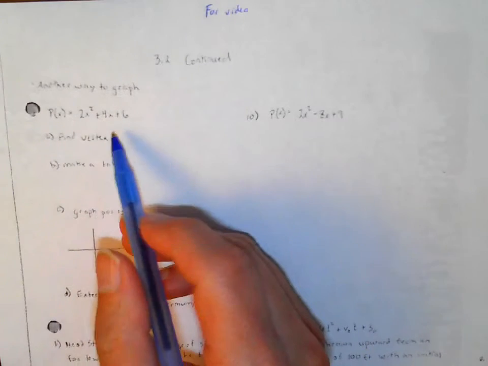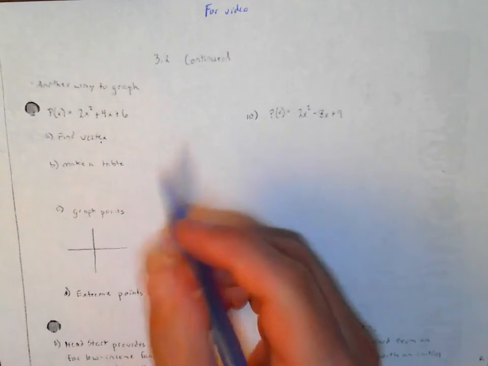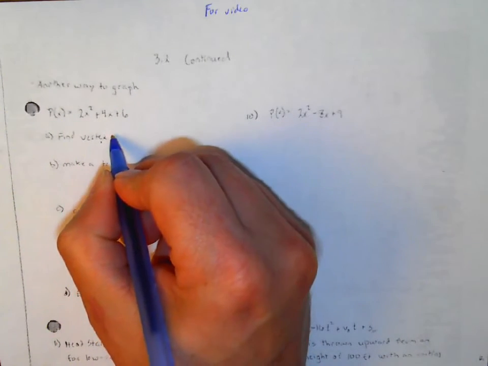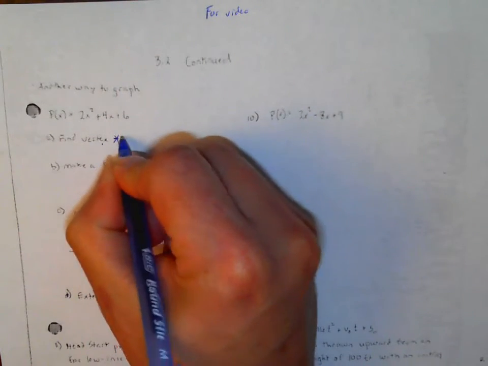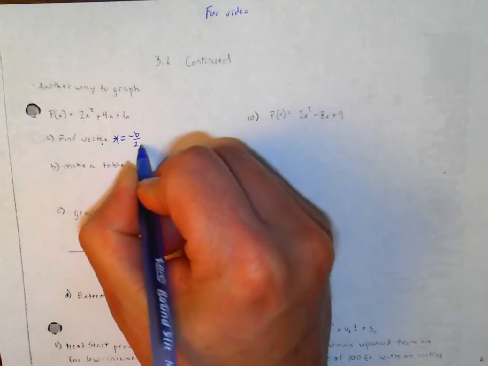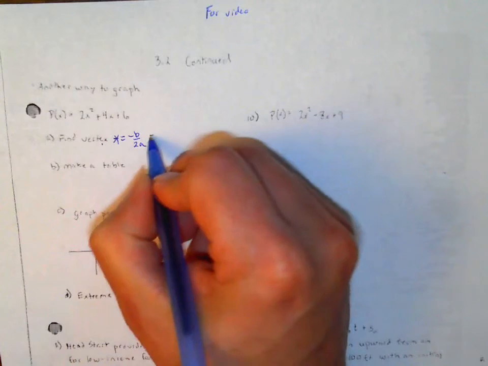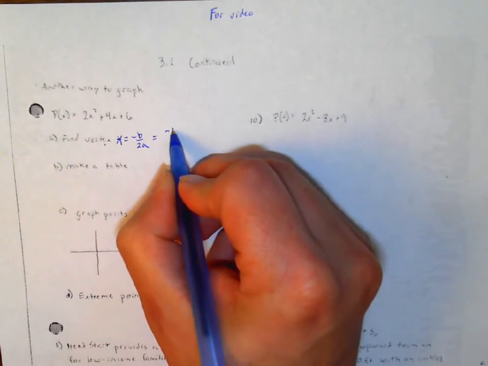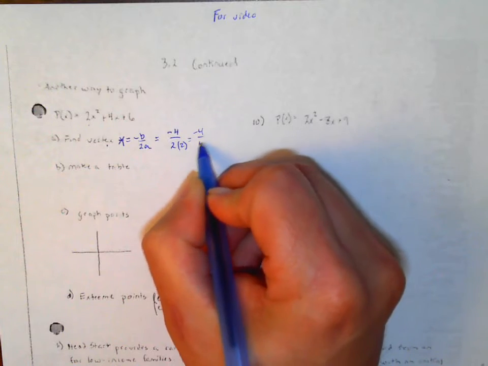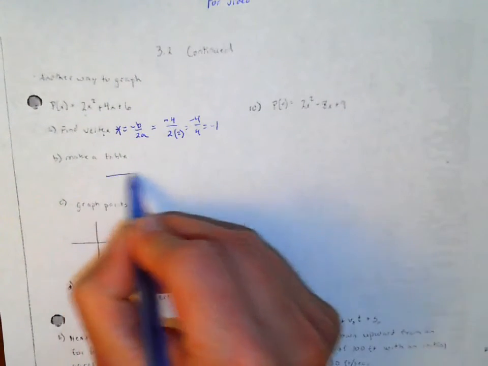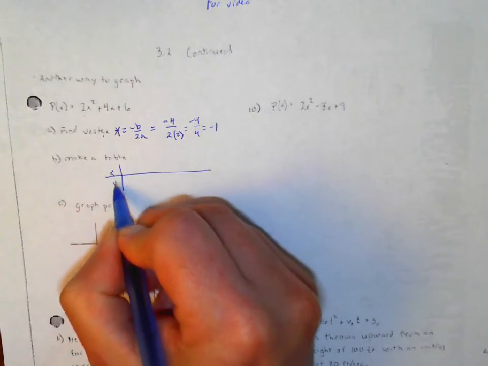Okay, so another way to graph it, we're going to look at standard form and graph it. So we're going to find the vertex. Okay, so we had just proved here that the vertex is at negative b over 2a. So the x of our vertex is at negative b over 2a. So if I plug it in here, my b is a 4, and my a is a 2. This would be negative 4 over 4, which is negative 1. Now, negative 1 is the x of my vertex.